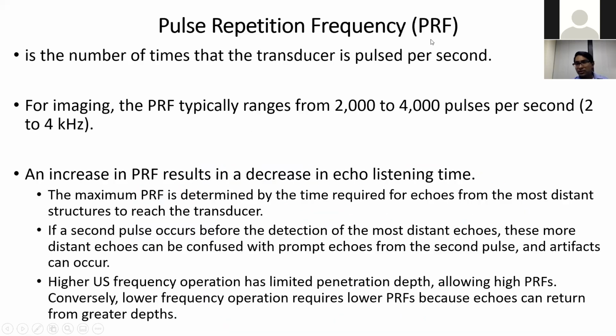So as I mentioned, the pulse repetition frequency is the number of times that the transducer is pulsed per second, since we have to pulse every time we form an A line. So that's the reason for pulse repetition frequency. And it typically varies from 2000 to 4000. And it's basically dependent on the imaging depth that you are looking at. If the imaging depth is very high, you have to wait for a longer period to listen for the echoes, and that determines how long your PRF would be or how short your PRF would be.